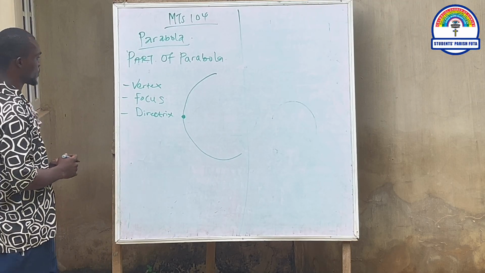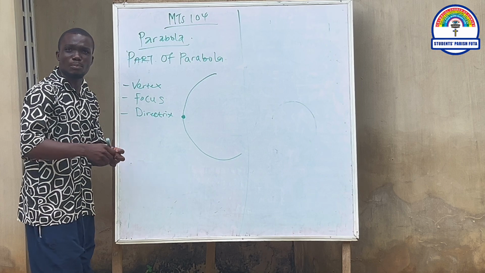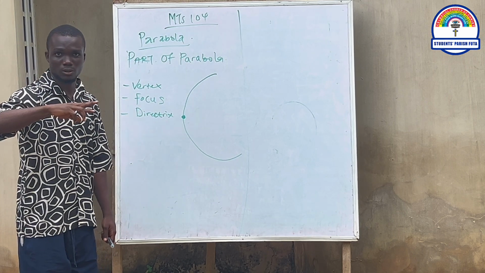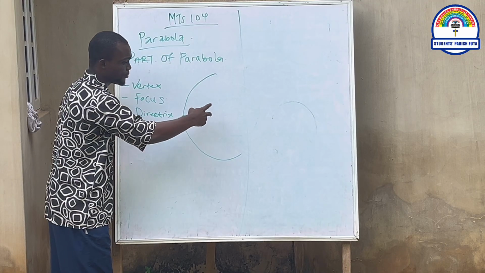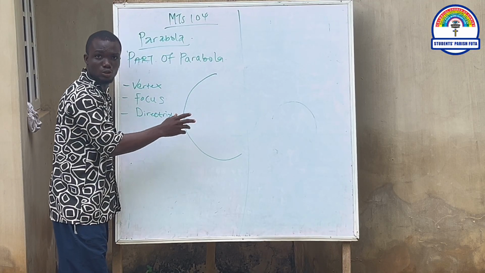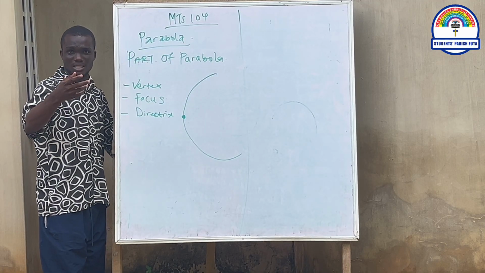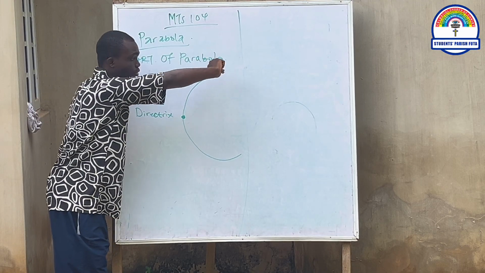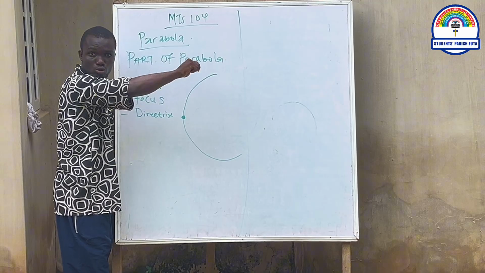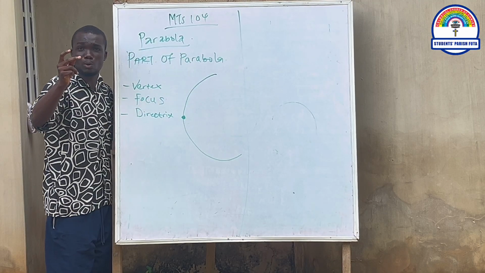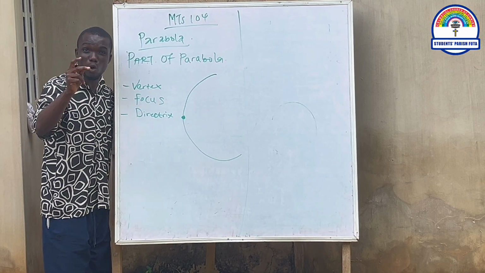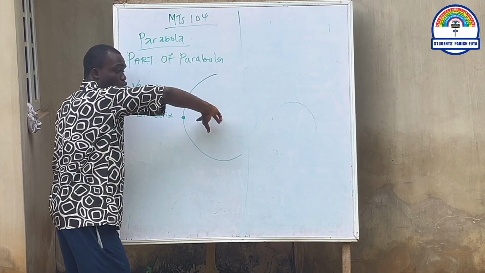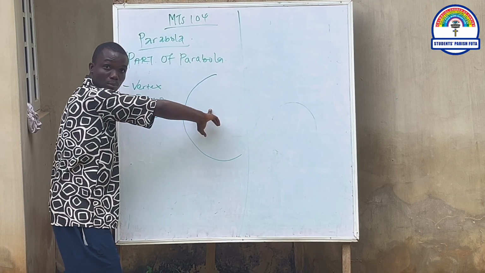What is the focus? The focus is a fixed point at which the parabola is drawn. If I want to draw something like this, you know our compass, when we do shapes in mathematics, to draw a circle, we put our compass in the middle of our book and strike an arc. The point at which the compass is fixed is called the focus for a parabola.